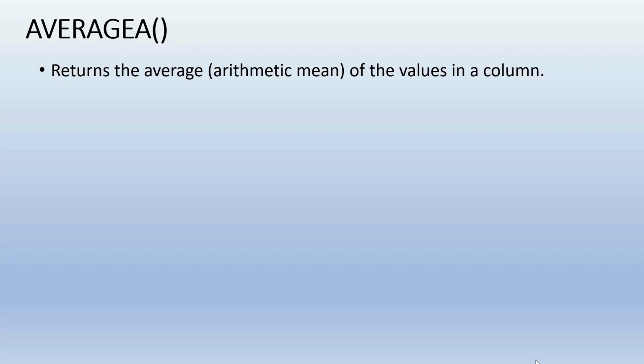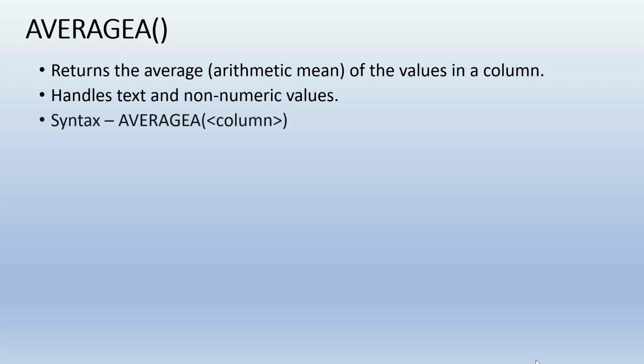So the difference here is that the AVERAGEA function handles text and non-numeric values, but the AVERAGE function does not handle text and non-numeric values, right? So this is the major difference between the AVERAGE and AVERAGEA functions.